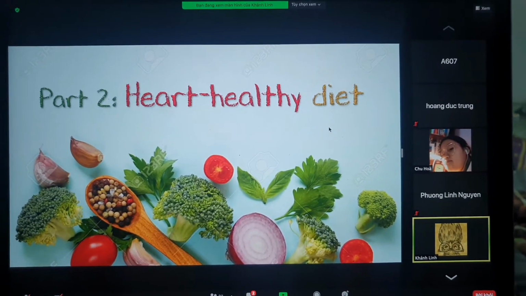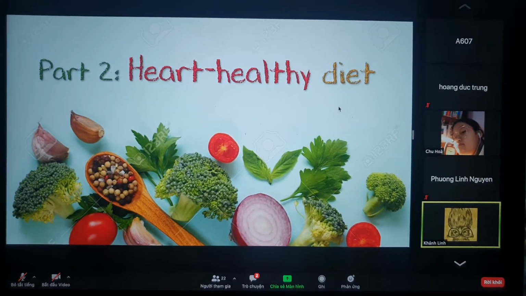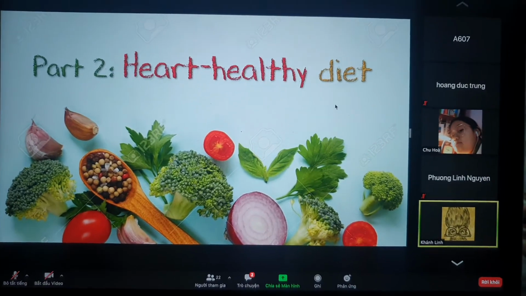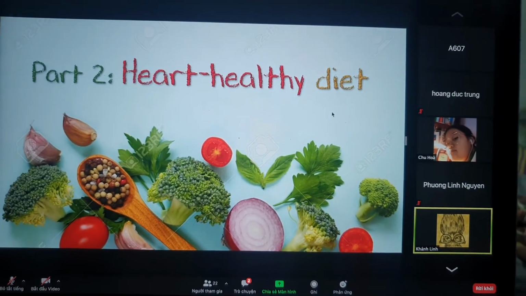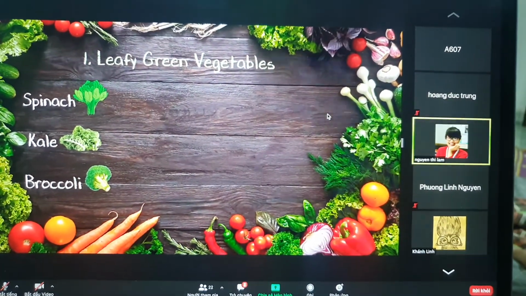And now, Mrs. Lam will introduce some foods that are healthy to the heart and some foods that are harmful to the heart. Okay, let's welcome Mrs. Lam. Hello, Miss Lam.